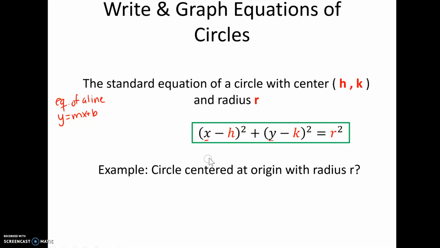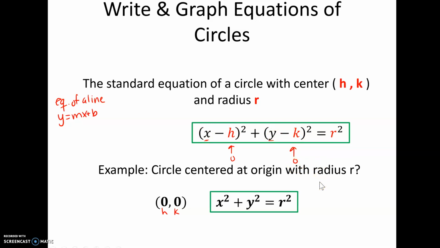Let's say that I had a center that was at the origin. So if it's at the origin, that means my (h, k) is going to be (0, 0). Well, that means this is going to be a 0, and this is going to be a 0. So x minus 0 is just going to be x, so you're going to have x squared. y minus 0 is just y squared, and then you have your r squared. So if you have a circle centered at the origin, then it's going to be x squared plus y squared equals r squared. Okay.